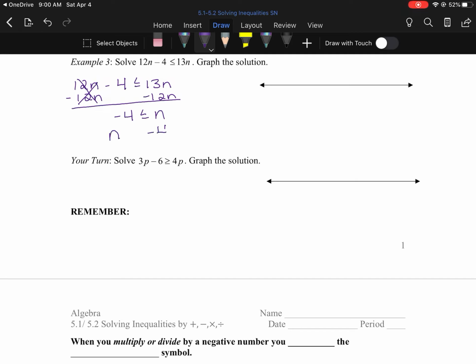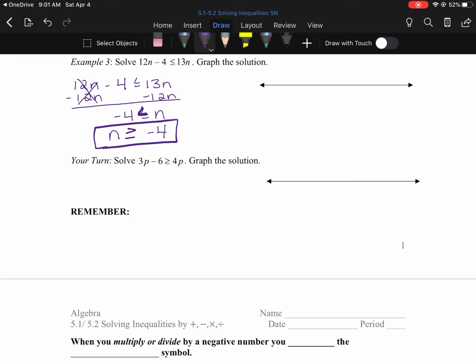So if I put my n on the left and my negative 4 on the right, we need to say, okay, I'm probably going to have to switch my inequality symbol, because if you look at it right now, it's open towards the n. So I need to make it so that it's still open towards the n. So that's what it looks like.